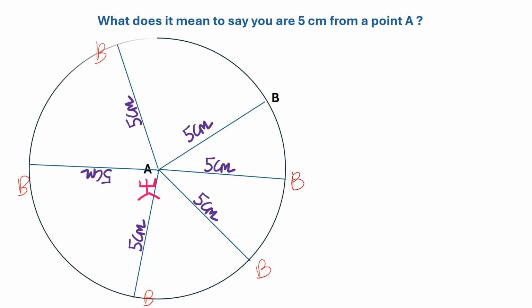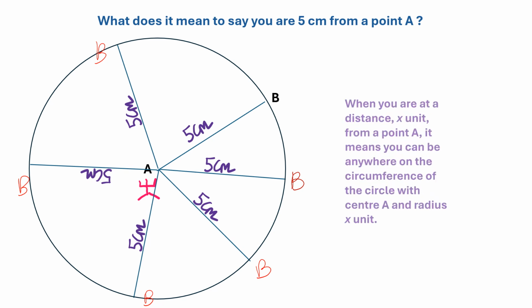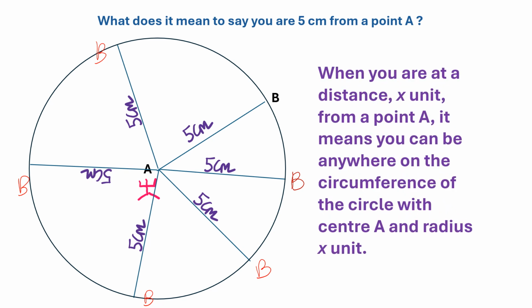Correct, you will get a circle. So therefore, when you are at a certain distance, let's say we call the distance x unit from a point A, from any point, it means that you can be anywhere on the circumference of the circle with the center A and radius x unit. So it can be 5 cm as demonstrated here, or 7 cm or 8 cm.